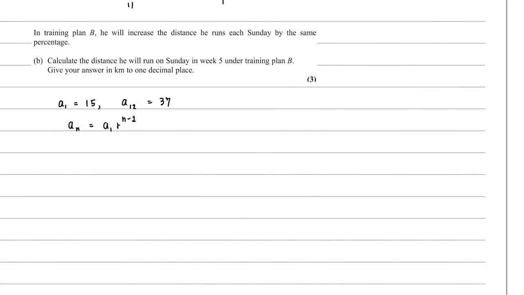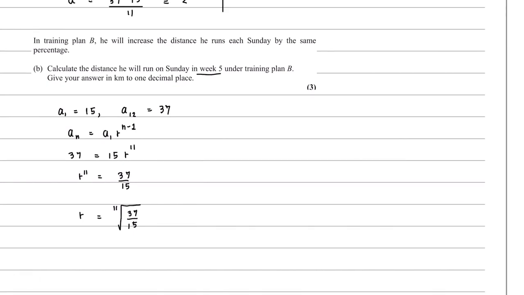And we can find the common ratio, which is r, by using A12. Here is 37 equals 15 times r to the power of 11. So r to the 11 is 37 over 15. And to solve for r, we just have to find the 11th root of 37 over 15. That's the common ratio. We still have to find the distance in week 5, which is A5. So A5 equals A1 times r to the power of 4, which is 15 times the 11th root of 37 over 15, to the power of 4. And the answer is 20.8 kilometers for plan B.